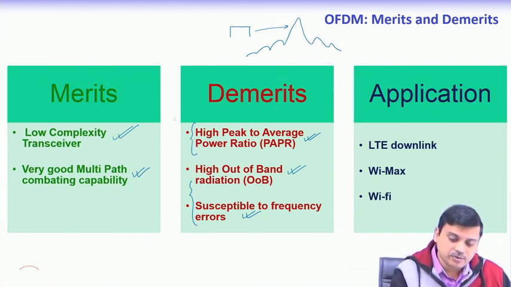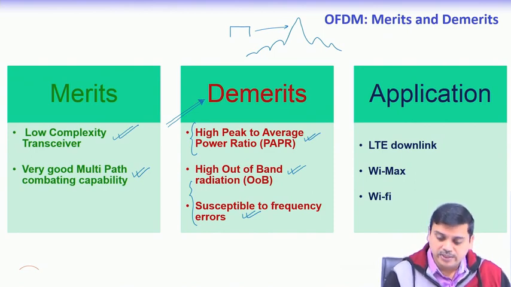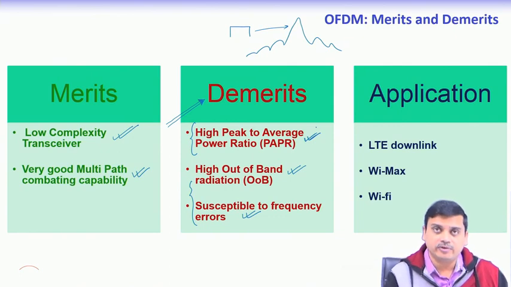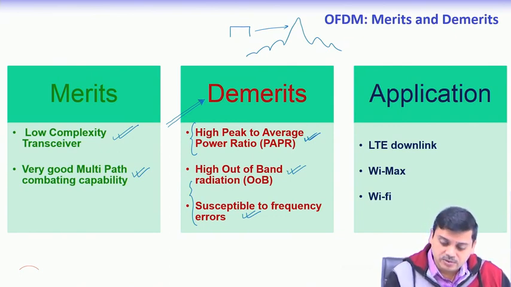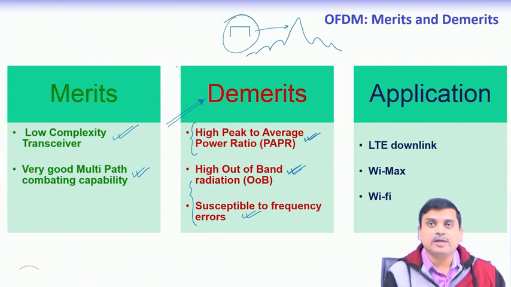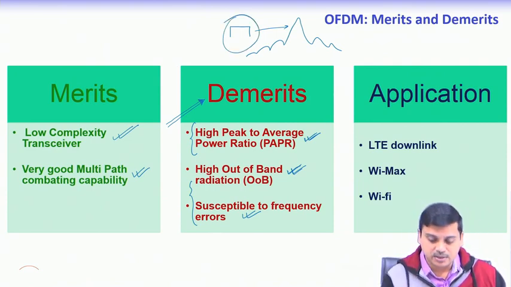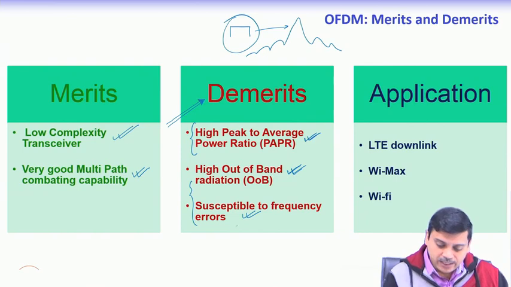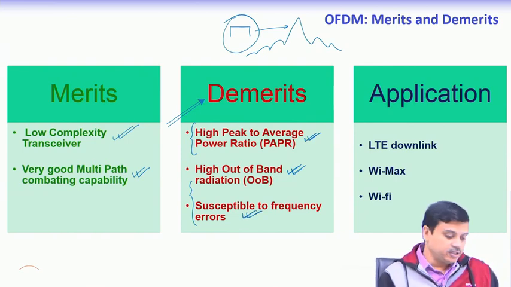So, we as researchers or engineers always look at the demerits and try to find mechanisms to overcome these problems. We have already said that there are several methods to reduce PAPR, and one method we have already discussed. There are methods to reduce out of band radiation, and primarily it is about the pulse shape. We will get an opportunity again later to discuss in more detail. And for susceptibility to frequency offsets, there are again various methods.